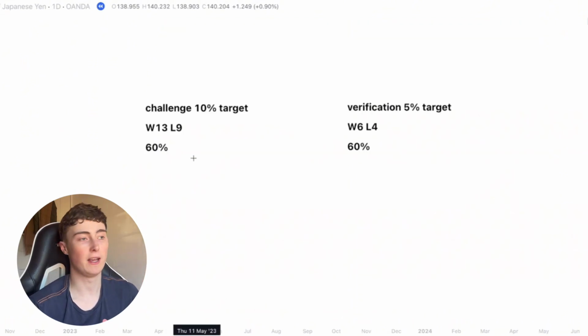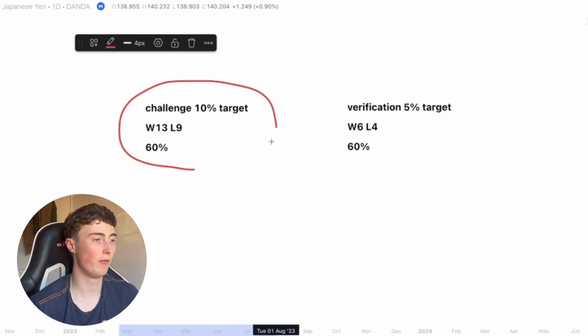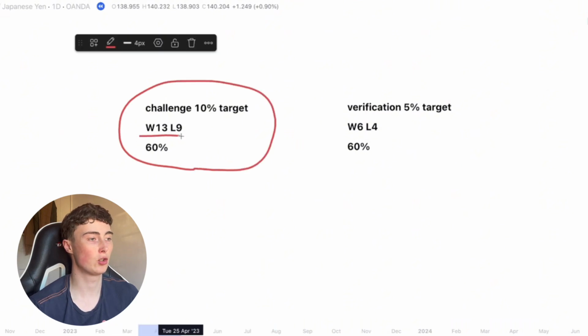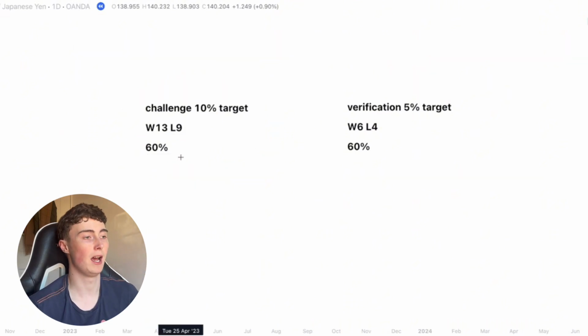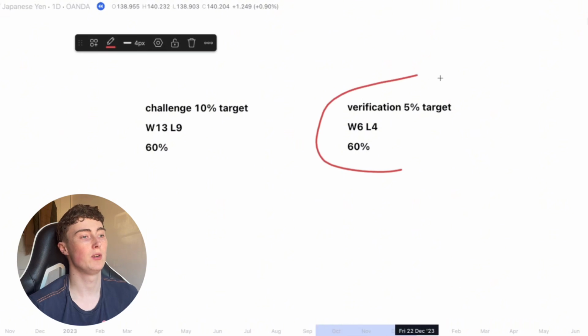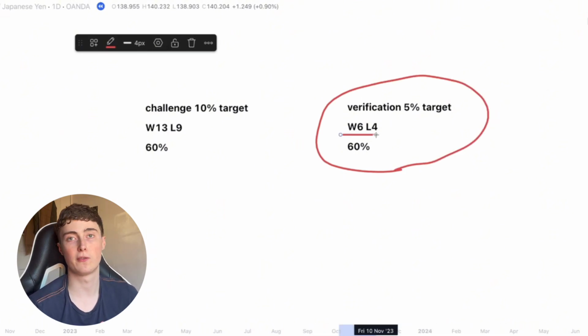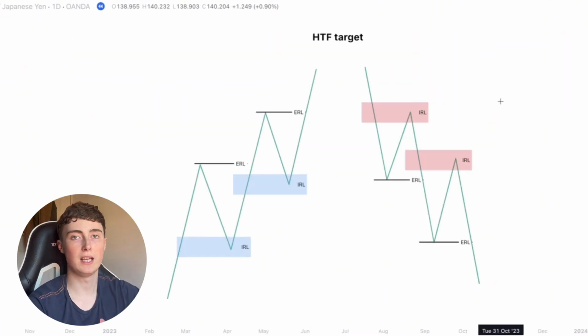Now for the first phase, which is the challenge that has a 10% profit target, I won 13 trades and I took 9 losses. If you go and work that out yourself if you want, that is a 60% win rate. And then for the verification stage, which has a 5% profit target, it was the same. I won 6 trades and lost 4, which also works out to be a 60% win rate. And that shows you that over the course of me taking the challenge, the strategy provided me with a very consistent win rate. So let's get into the actual strategy, and I start with the higher time frame target.